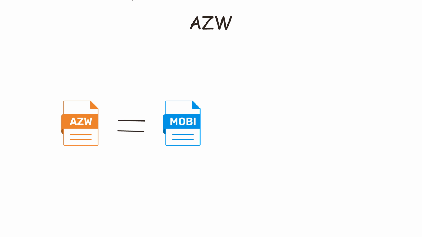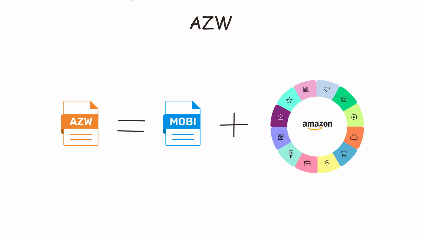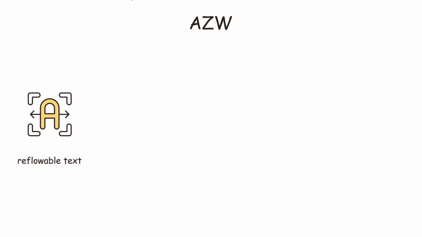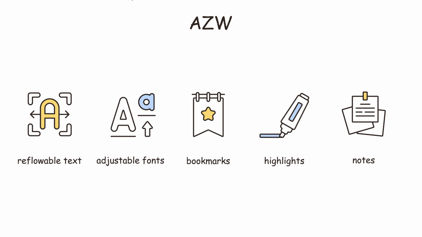AZW. AZW is Amazon's proprietary ebook format used on Kindle devices. Technically, AZW is based on MOBI, but it includes additional features and stronger integration with the Amazon ecosystem. These formats support reflowable text, adjustable fonts, bookmarks, highlights, and notes. Everything you expect from a modern e-reader.